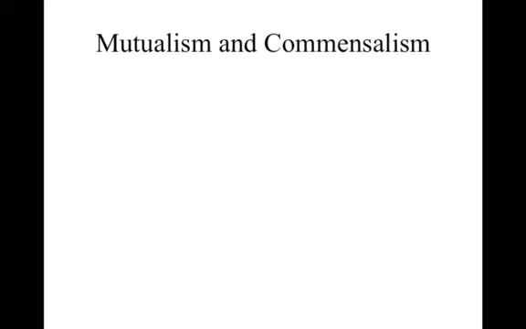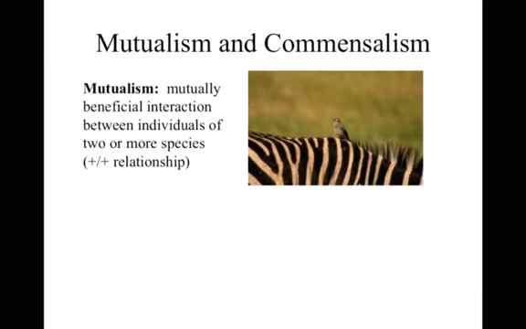With predation, one species suffers, one species benefits. With mutualism, we have both species benefiting. Not so much with commensalism, you'll see that in a minute, but with mutualism, both species benefit. All right, so again, mutualism is defined as any mutually beneficial interactions between individuals of two or more species. So it's a positive relation for both interacting parties.